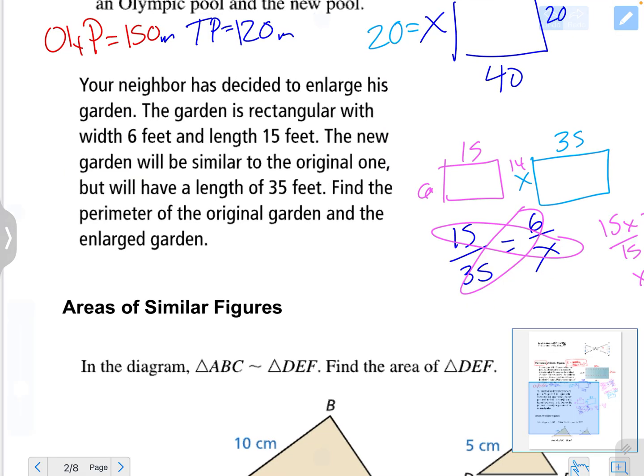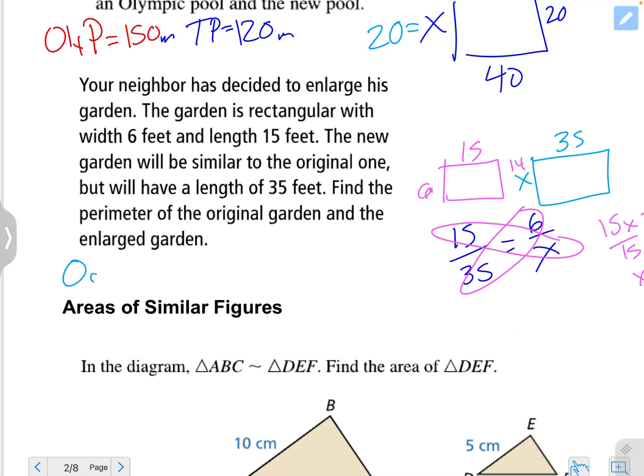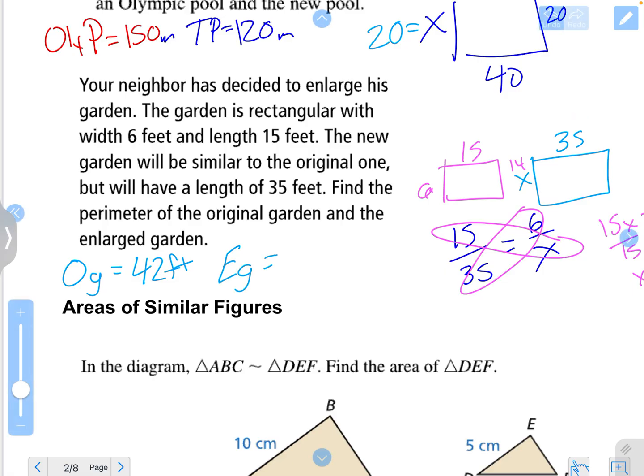So we want to find the perimeter of the enlarged garden. The original garden, or the OG garden, is going to be 30 plus 12, which is 42 feet. And the enlarged garden is going to be 35 times 2, which is 70, plus 28, which is 98 feet.